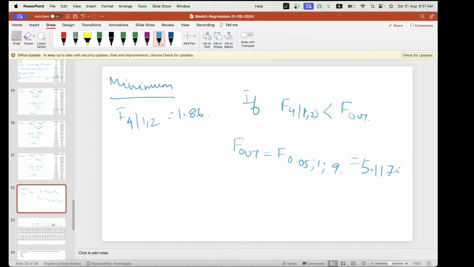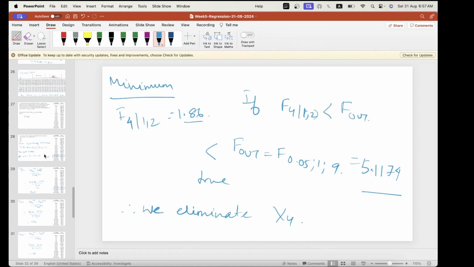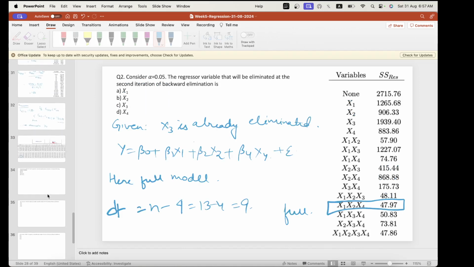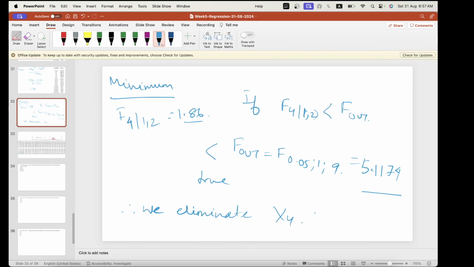5.1174. Okay, so now this is less than this thing, so this is not significant. This is less than this holds true, therefore we eliminate x4 in the next iteration. So then answer is option D. Okay, so then we have option D as the correct answer.